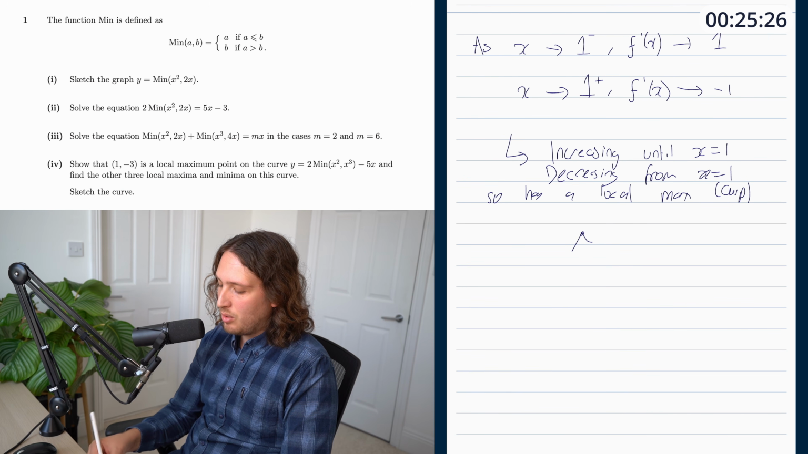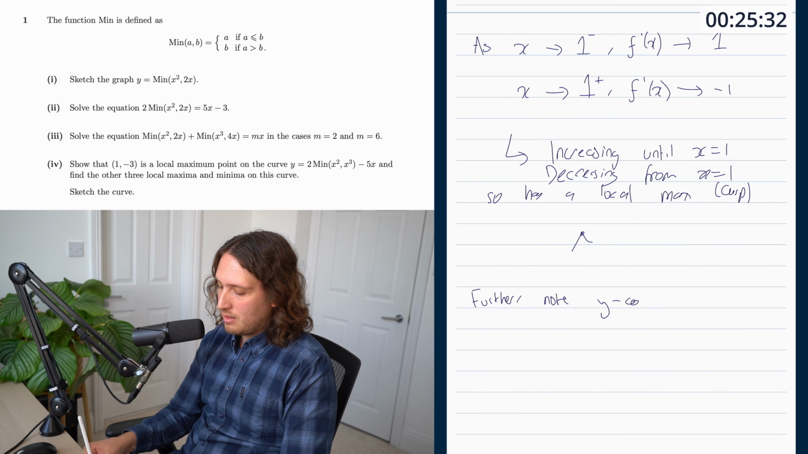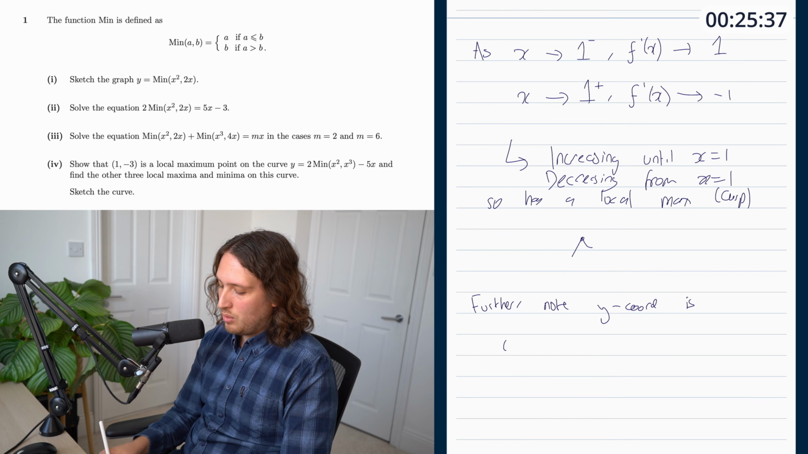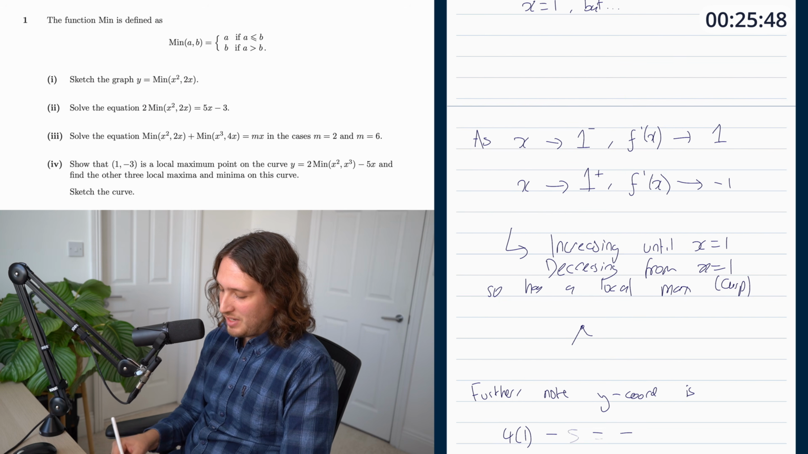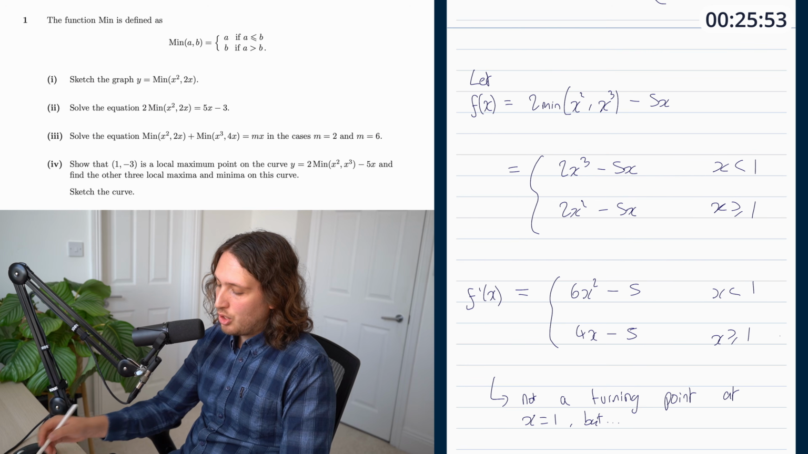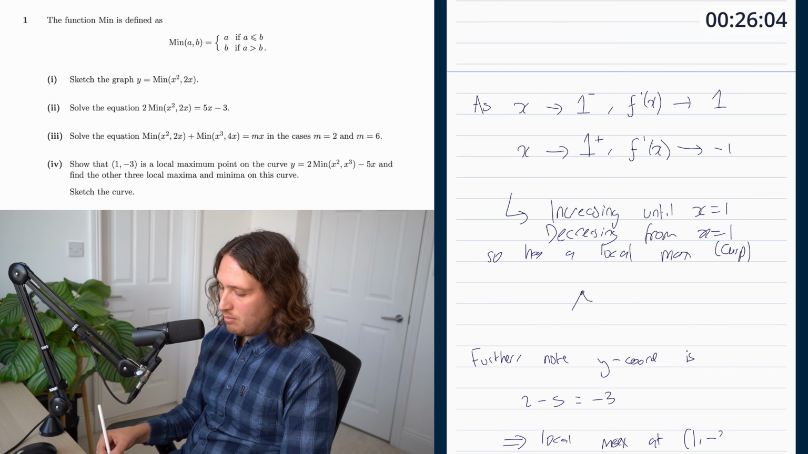They wanted to know the y-coordinate as well. So further, note the y-coordinate is, well, I'll just use the formula, 4 times 1 minus 5, which is, that looks, oh no, I've plugged it into the derivative. That's why that was coming out wrong. I have to go back up. Plug it into that. 2 minus 5, which is -3. So I have a local max at (1, -3).